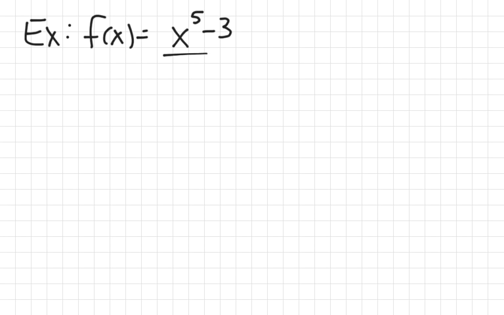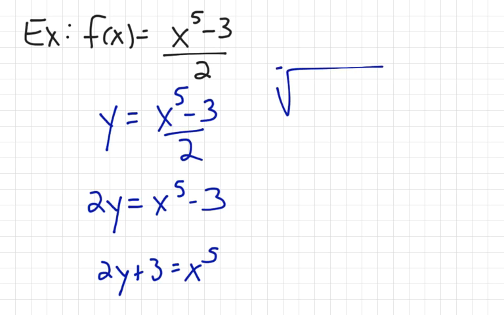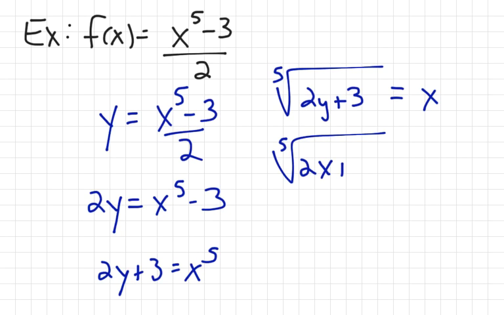Let's try it again on something a little more complicated. I want to find the inverse of x to the 5th minus 3, over 2. So first you would make f of x y. Then you would solve for x. First you would multiply by 2, add 3, and then you would take the 5th root of the other side, or raise it to the 1/5 power. And then all you would do is interchange x and y. And this is the equation of the inverse.